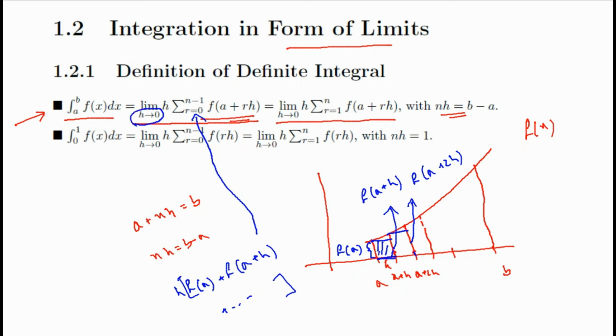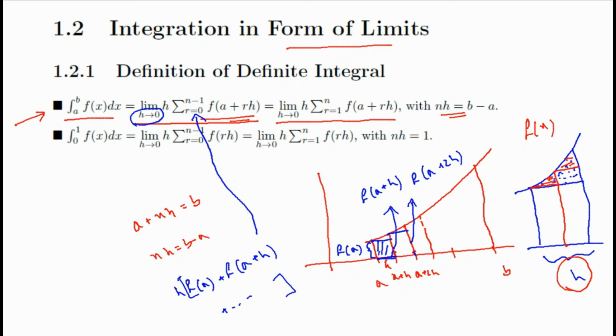If you have a curve, and here the error is this, say this is h. Now instead of this h, if you take a smaller h here, now the error is low. That means as h is getting smaller, the summation value tends to that integral. That's the idea behind this definition.